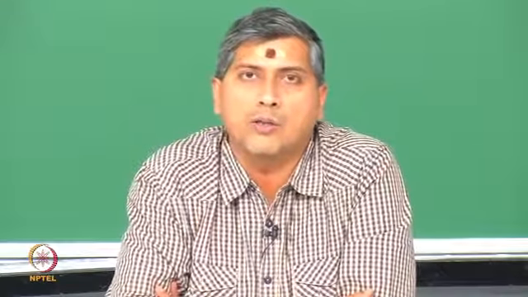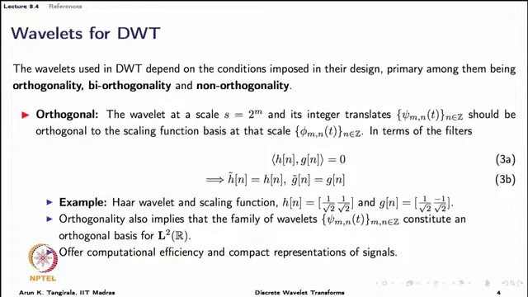We know already what orthogonal wavelets are. What we mean by orthogonal wavelets is that the wavelet at any scale 2 power m, because we are looking at dyadic scales, and its integer translates should be orthogonal to the scaling function basis at that scale. So, if I take any scale or any level m, then I have a set of wavelets at that scale and their integer translates. They should be orthogonal to the phi of t at that scale. So, phi of m comma n at t.